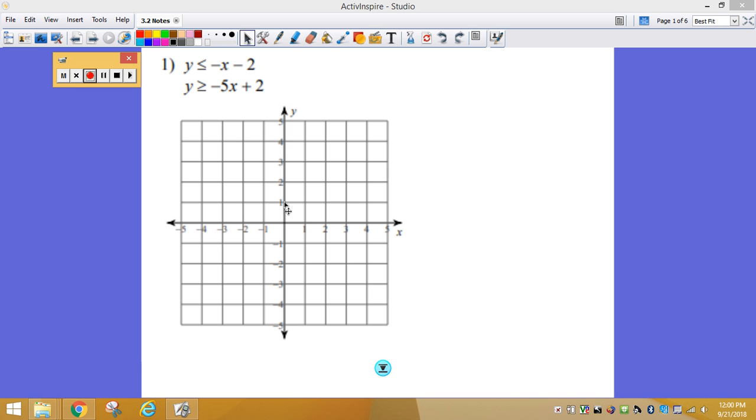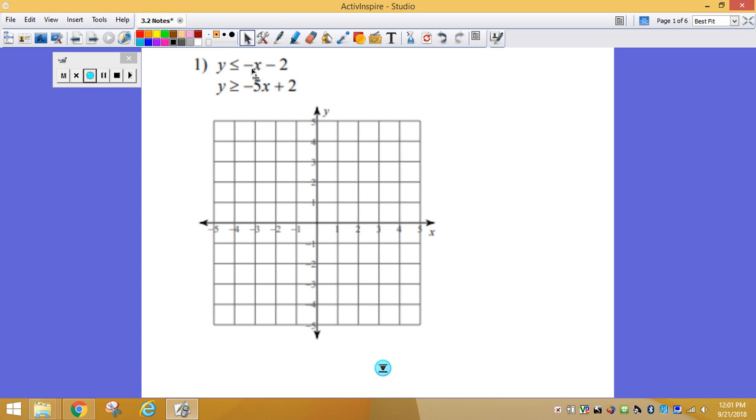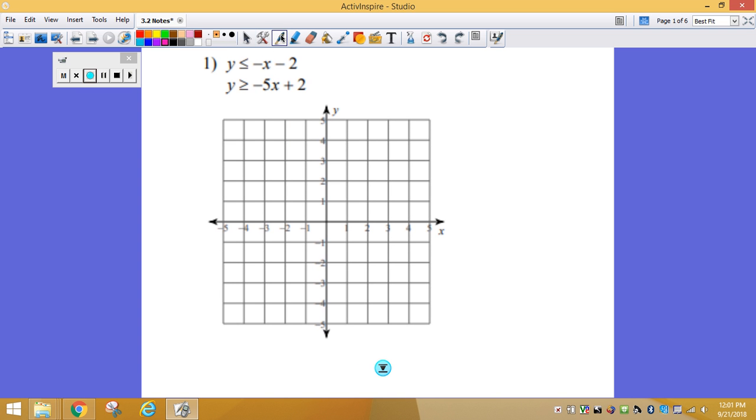Okay, so this lesson is on solving systems of inequalities. It's not too bad. I'm going to show you how to do this. All right, so what you'll be given is two inequalities, okay? It's going to want you to graph them. So let's go through how to graph it. I'm going to start with this first one. y is less than or equal to negative x minus 2.